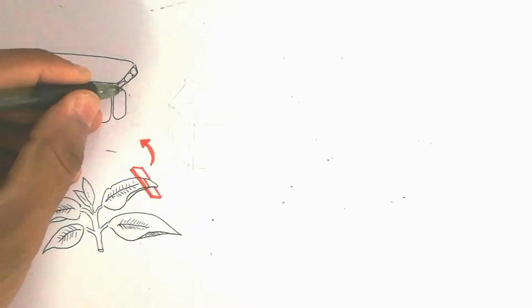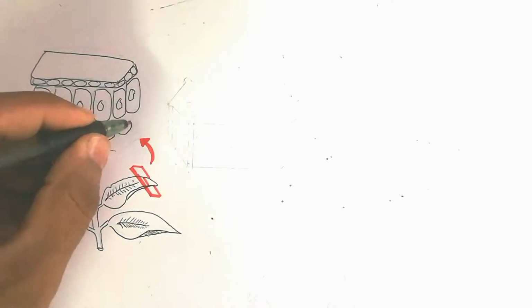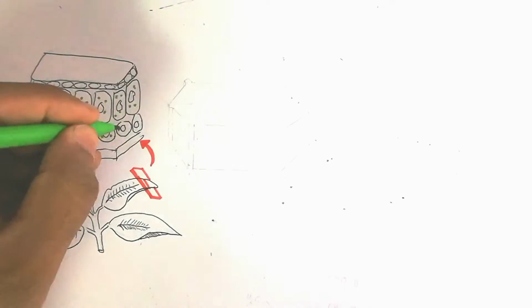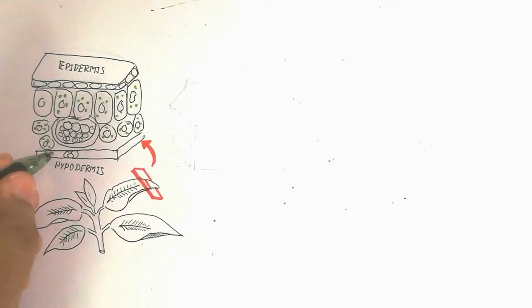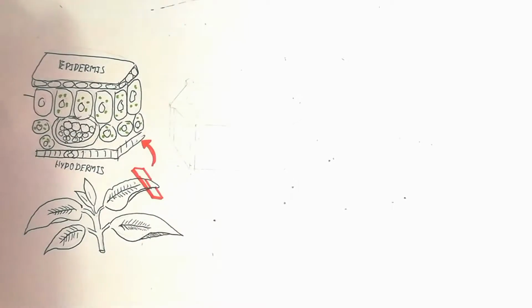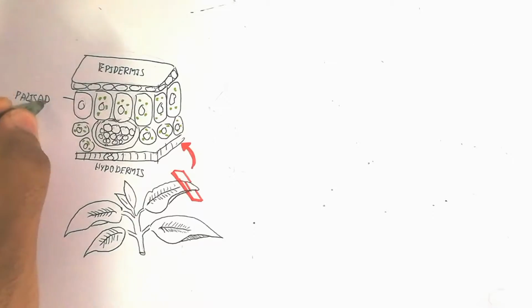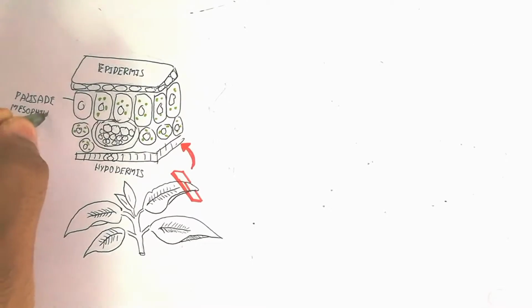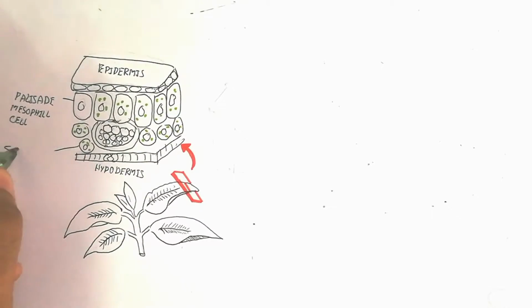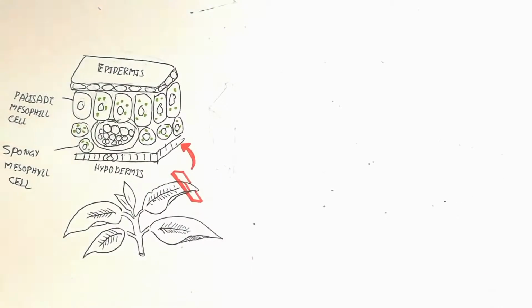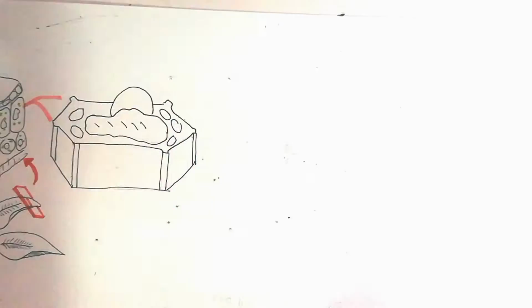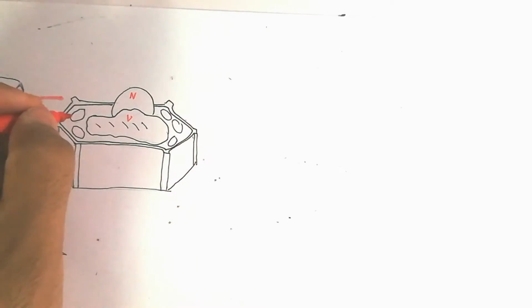So here is the cross section of the leaf. The epidermis is here, and here are the palisade mesophyll cells and spongy mesophyll cells. Palisade mesophyll cells and spongy mesophyll cells have a very special character: they contain chloroplast. Chloroplast is an organelle.